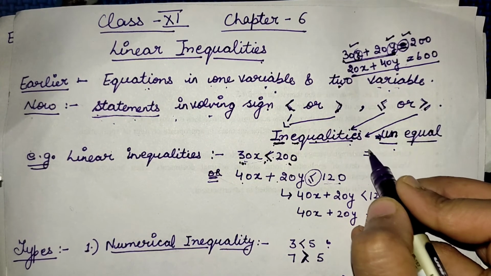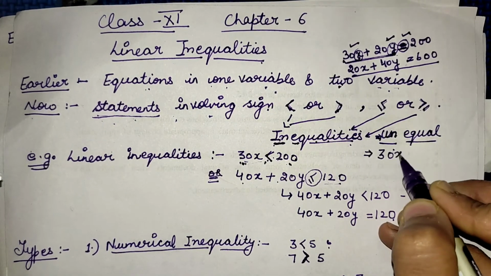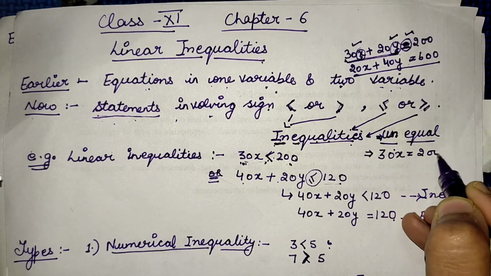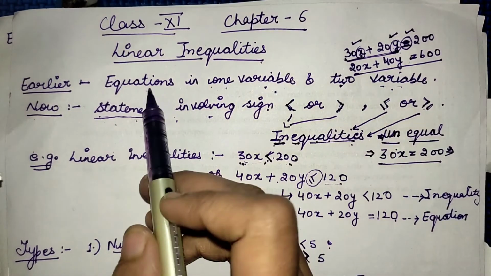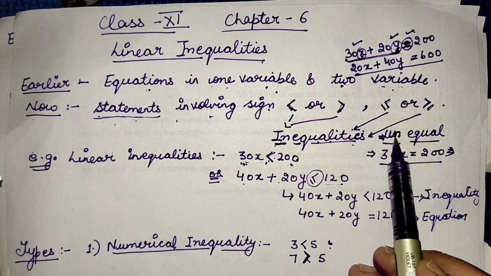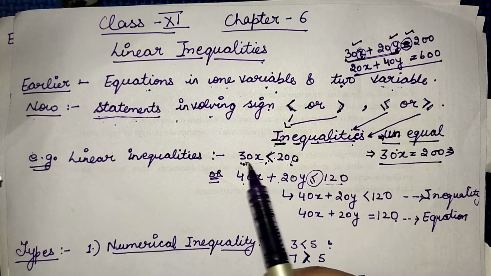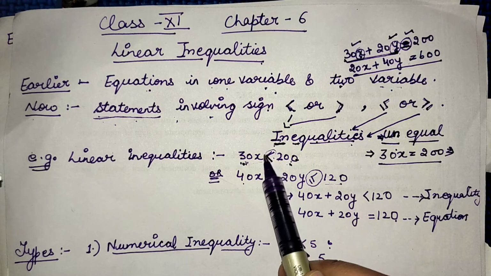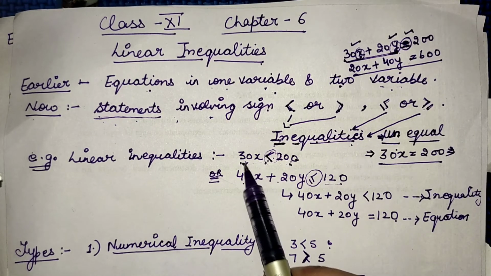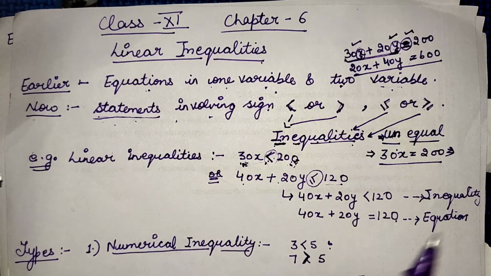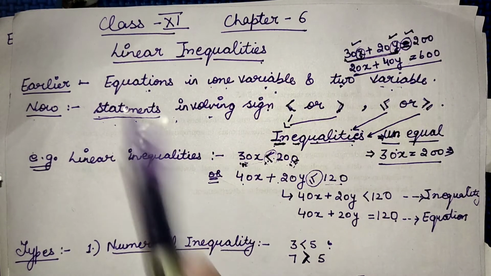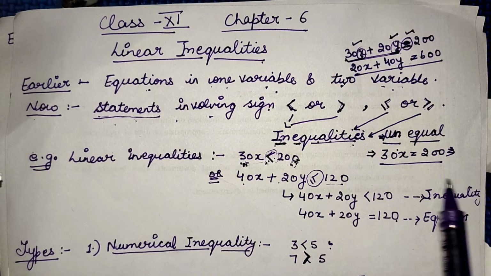Earlier, in our previous classes, the equation was 30x is equal to 200. So these were called our equations. But now when we are dealing with such terms in which inequality symbols are used, meaning both the left hand side and right hand side are not equal to each other, then those are called statements, right?